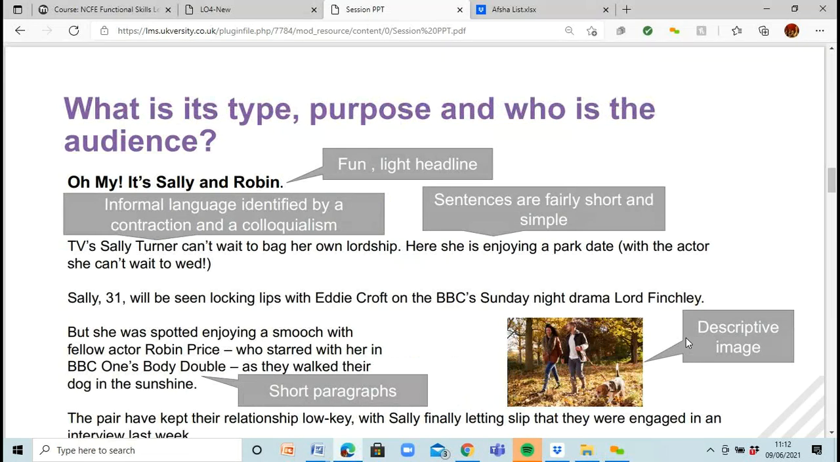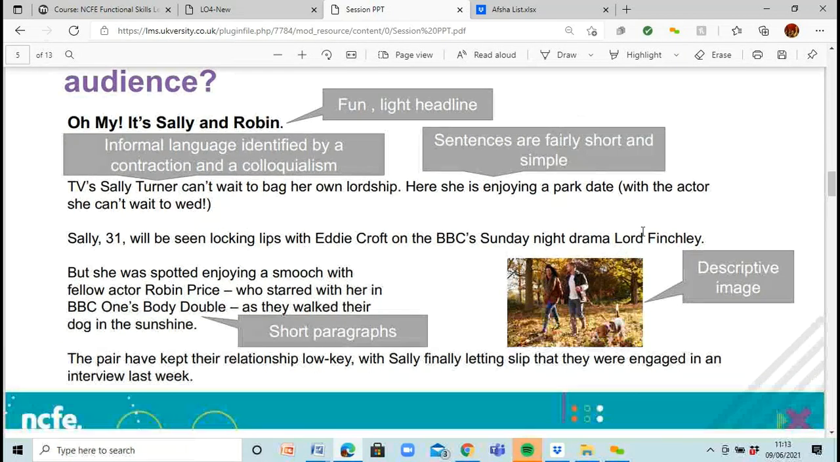So we're looking at this here. What is its type? We're going to look at the purpose and who is the audience. Now, I'm going to read through this and then I'll go through these little sections here.